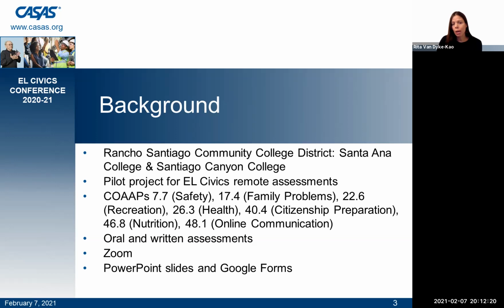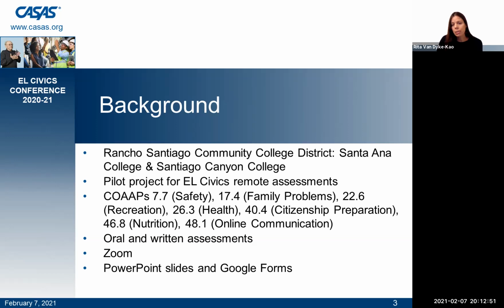So some of the co-ops that we have tested remotely since then are listed there: safety, family problems, recreation, health, citizenship preparation, nutrition, and most recently online communication. So you can see there's quite a variety here. And I'm going to be sharing some ways that we've remotely assessed these tasks in all of these co-ops.